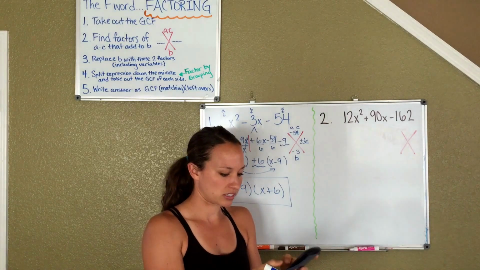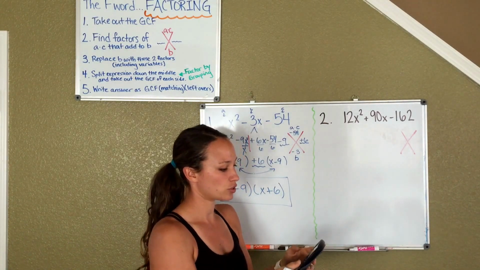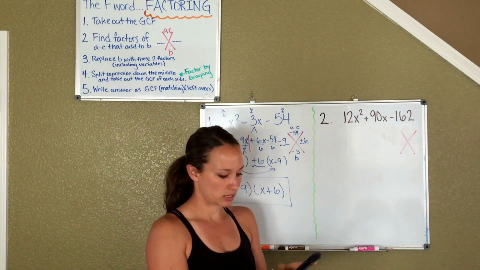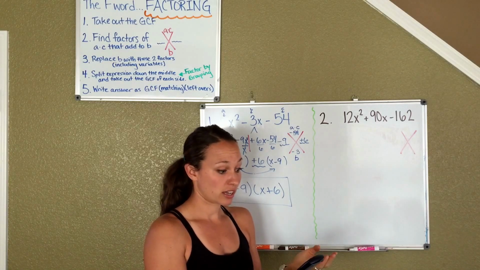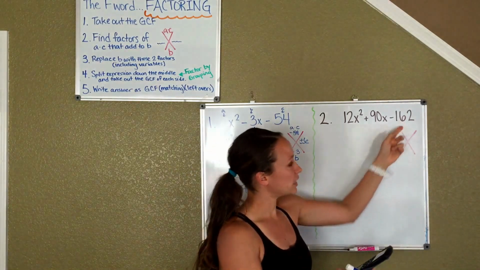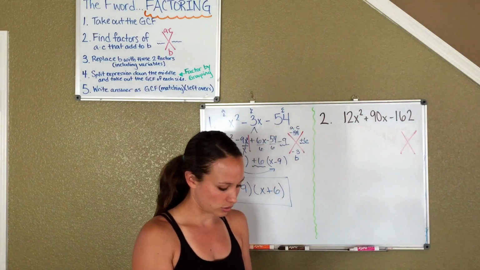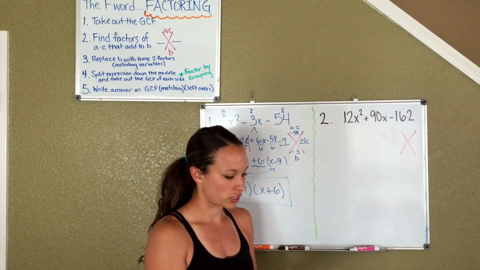12 divided by what? Let's say 6, okay? Well, that's 2, so that goes in there. Do you think 6 goes into 90? Let's check. Sure does. It's going to be 15. Do you think 6 goes into negative 162? Sure does.